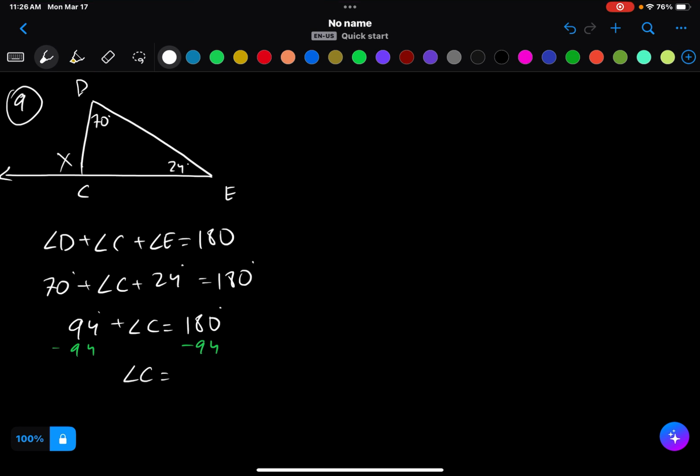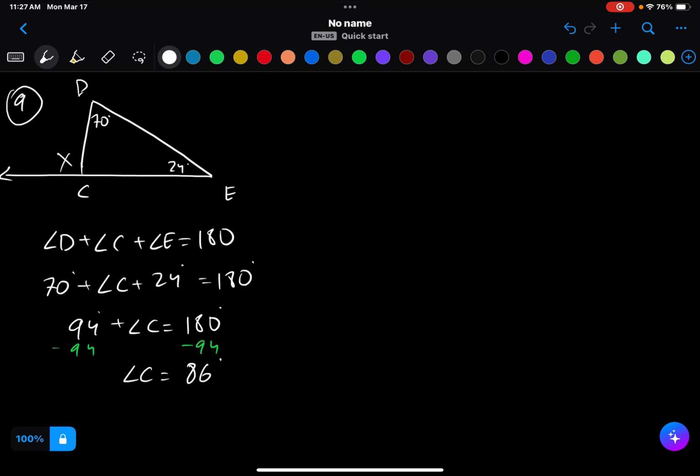So angle C ends up being, let me do it on the calculator so I don't make any mistakes. That's going to be 180 minus 94, and that's 86 degrees. All right, so that's angle C. Angle C is 86 degrees.